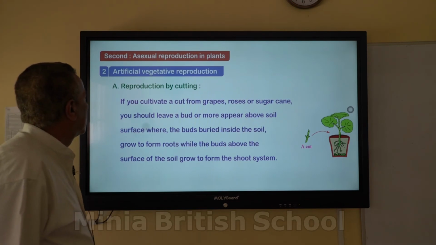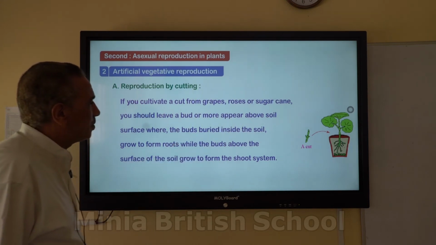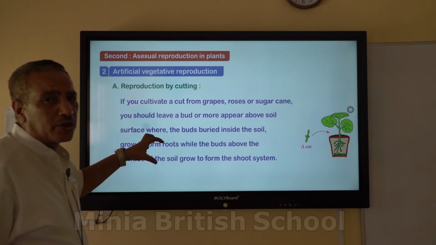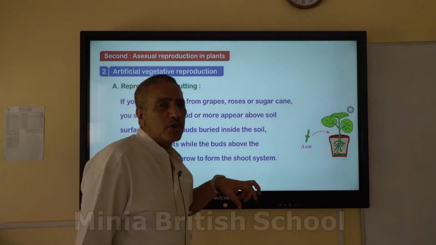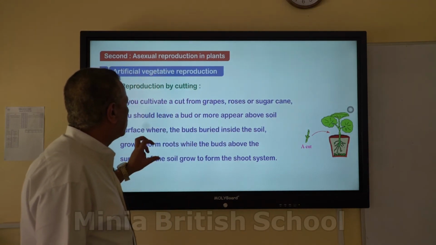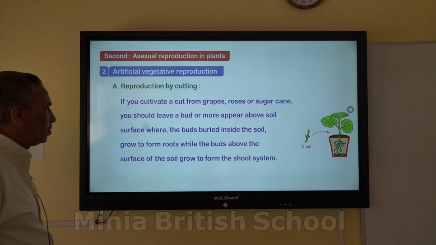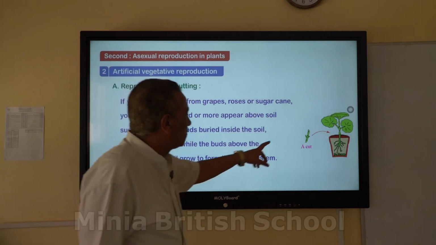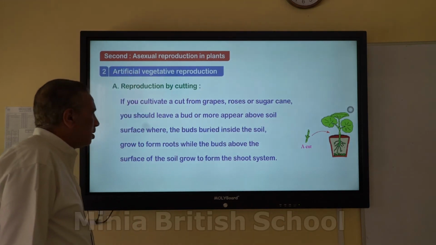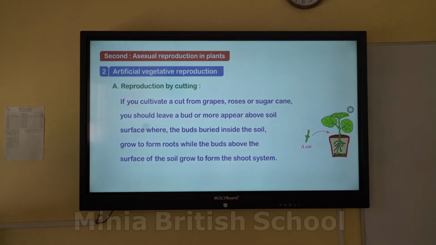Reproduction by cutting takes place in the case of grapes, roses, sugar cane, and different plants. The way of reproduction in it is asexual reproduction by cutting. The cut part should leave a bud or more appearing above the soil surface. The cut part will be buried again in the soil, under the soil surface, to grow, forming a new plant.